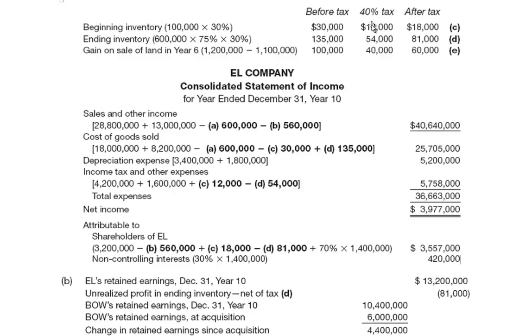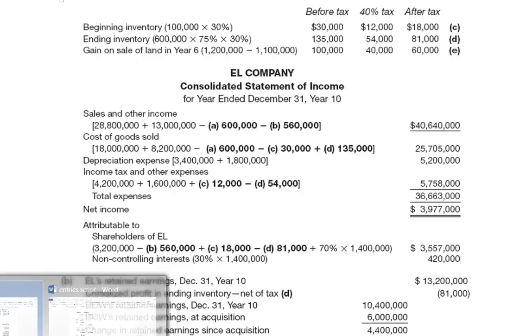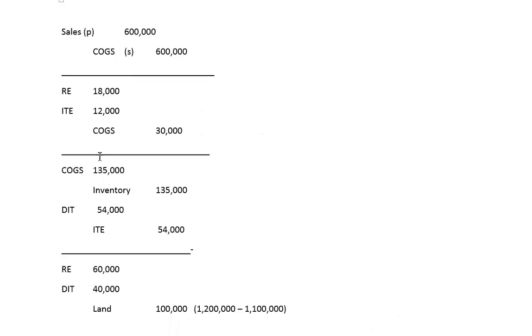Now, when we look at the beginning inventory transaction, or the analysis, I should say, if you want to look at the worksheet entries for that, be my guest. This is the one we looked at initially when we did our first video, right? When we were doing our intercompany analysis, our profit analysis.